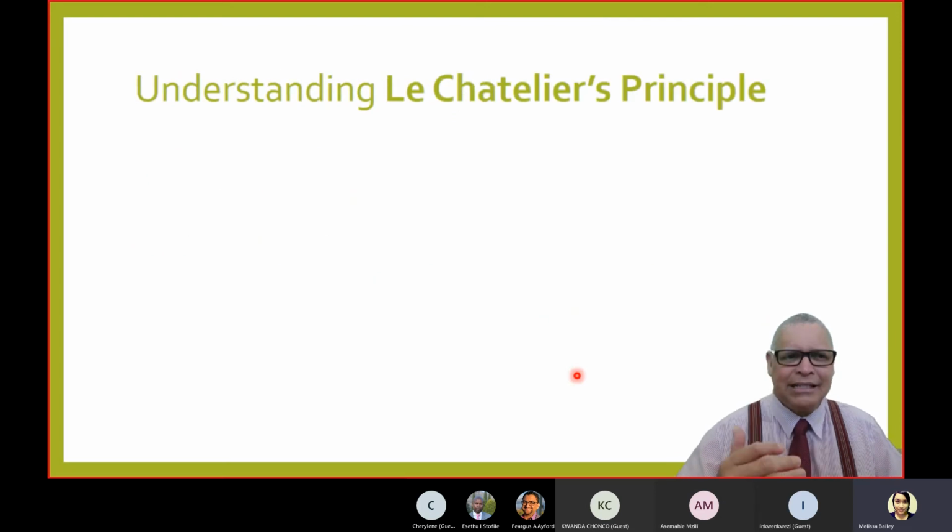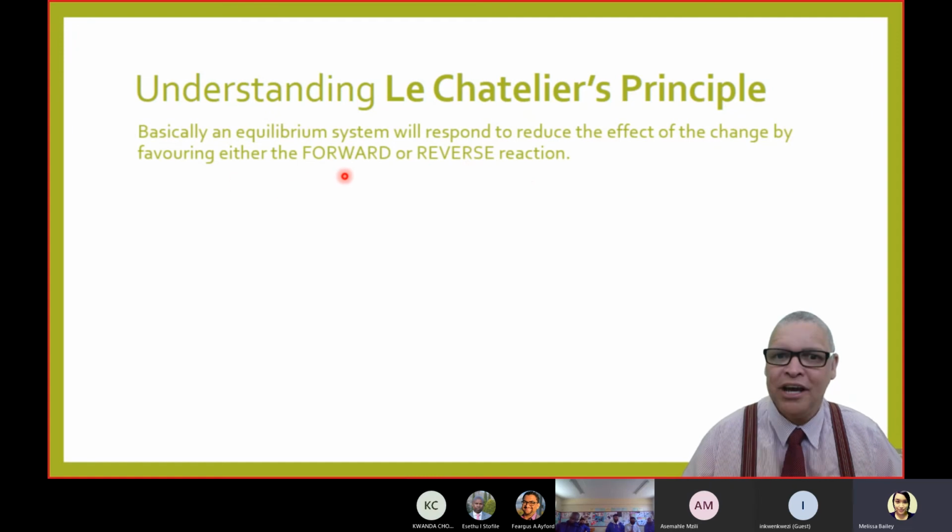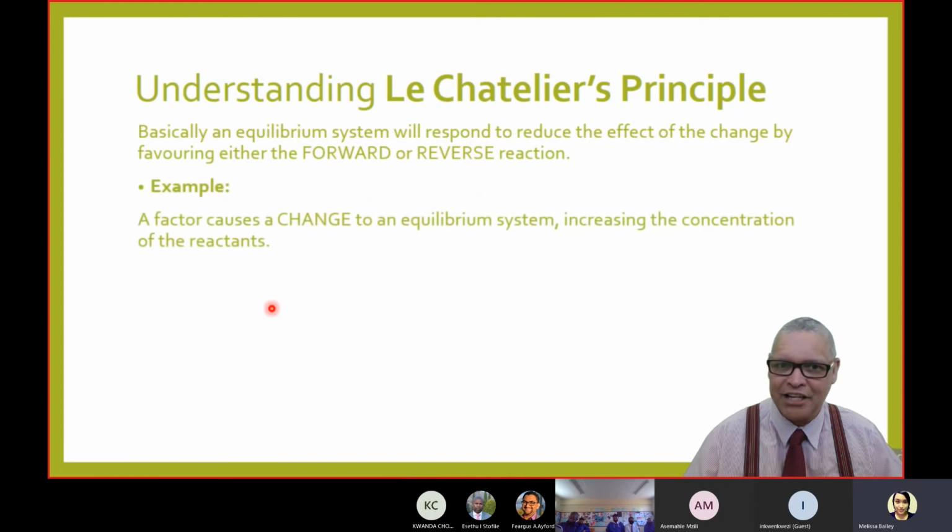Now, let's understand Le Chatelier's principle more. In other words, we need to go deeper into what this really means for us. Well, basically, an equilibrium system will respond to reduce the effect of the change by favoring either the forward or the reverse reaction.